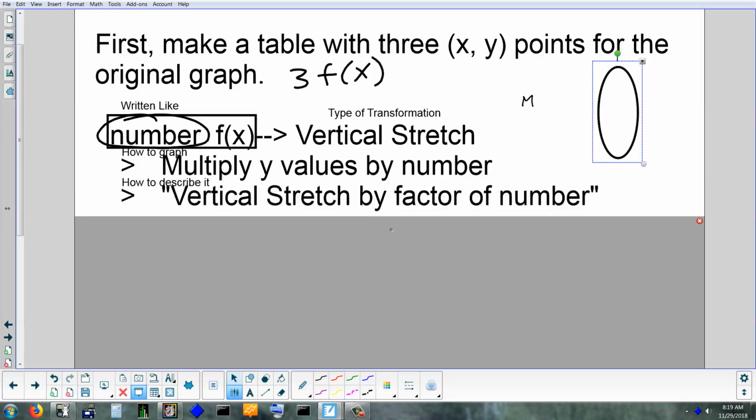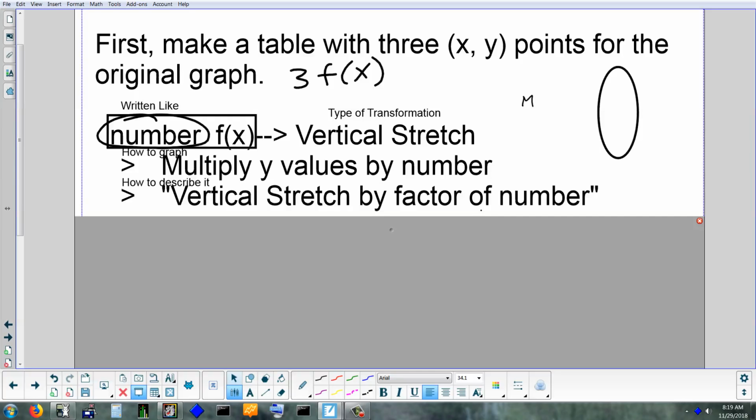And when you're asked to describe what happened, if I asked you to describe what happened to my circle, it doesn't look like a circle anymore. What happened to it? It's been vertically stretched by a factor of the number. So I might say, well, that's been vertically stretched by a factor of 3. It's been stretched out 3 times as much, and it's distorted. Doesn't look like a circle anymore.